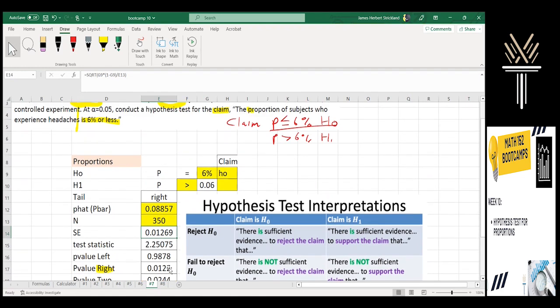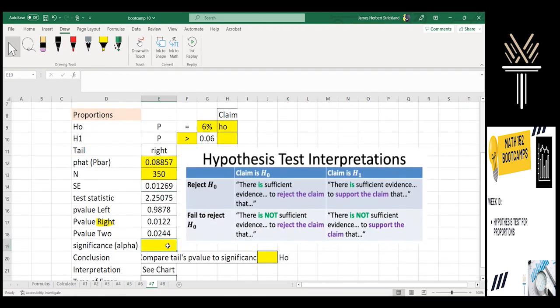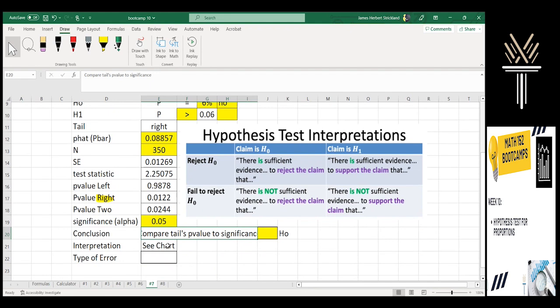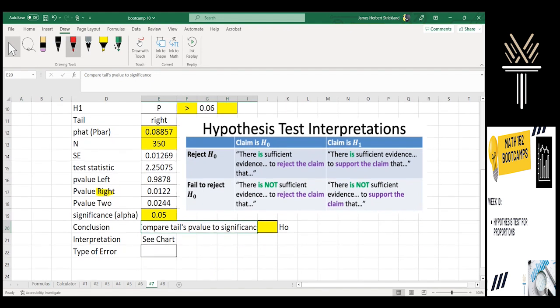Our significance level was 0.05. So if we look at our right-tailed p-value, it is 0.01 versus 0.05. The p-value is less than alpha, so we reject.